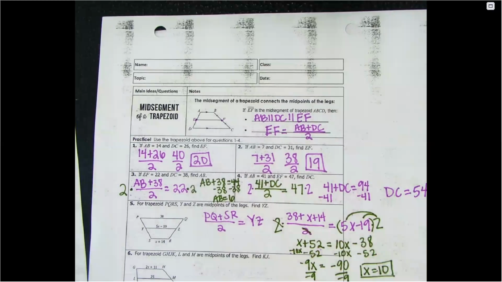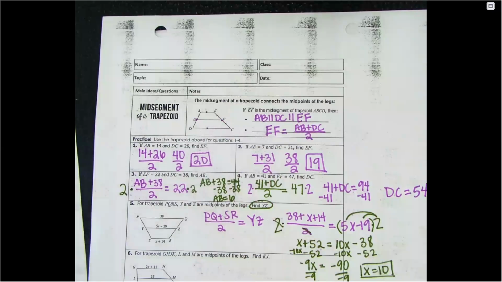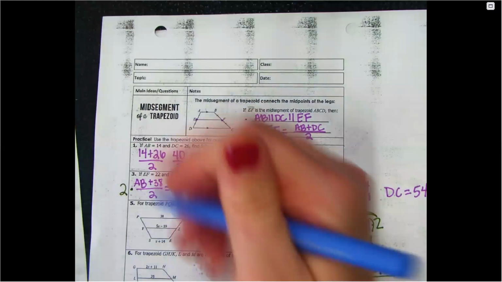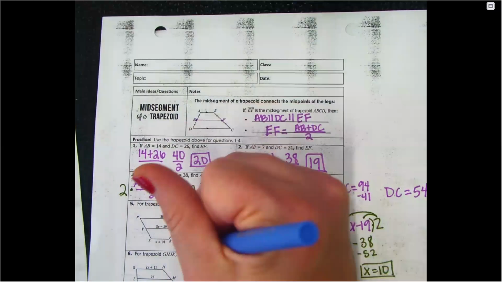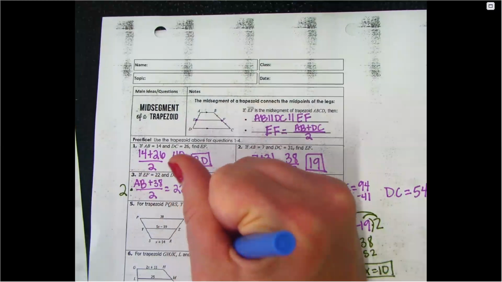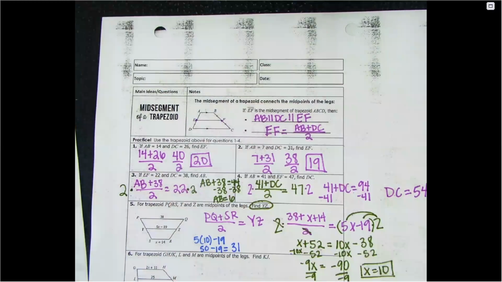But they didn't ask for x. They wanted YZ. How are we going to find YZ? Plug it back in. So 5 times 10 minus 19. 5 times 10 is 50. 50 minus 19 is 31. That's the true answer.